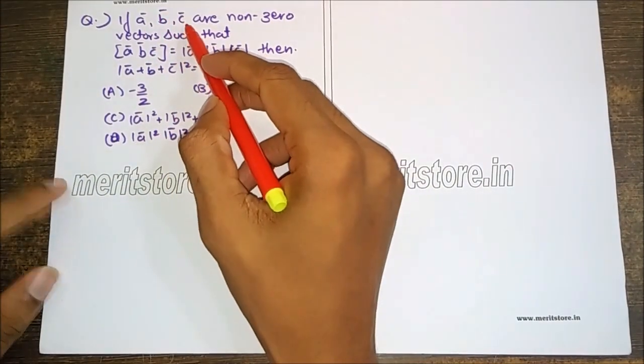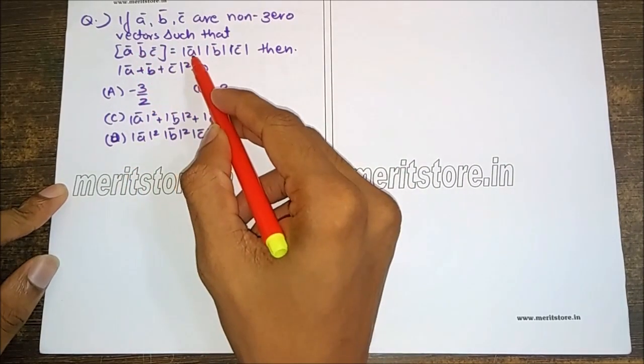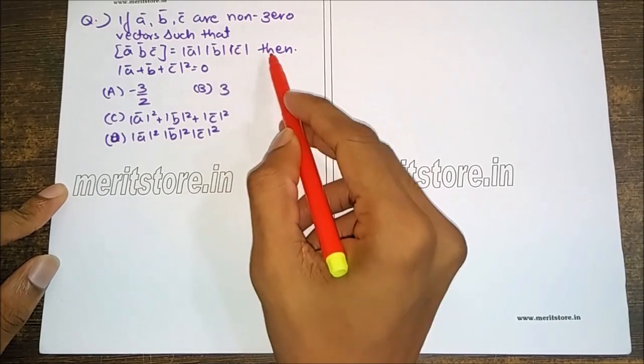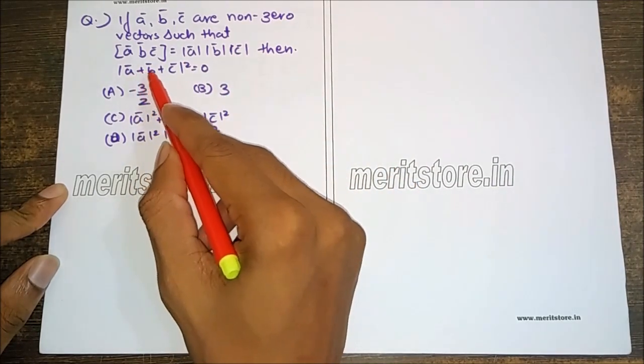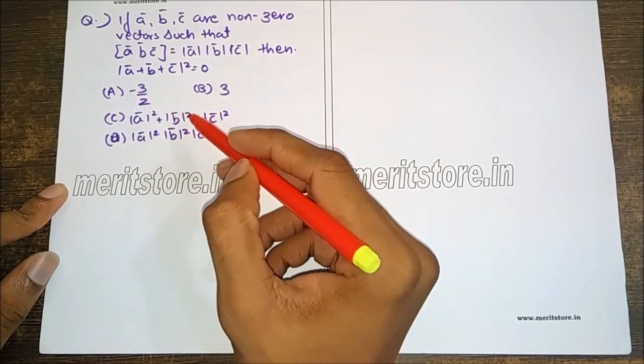If vector A, vector B and vector C are non-zero vectors such that the magnitude of A·B·C is equal to the magnitude of vector A times the magnitude of vector B times the magnitude of vector C, then the magnitude of vector A plus vector B and vector C the whole square is equal to 0. We give 4 options over here.